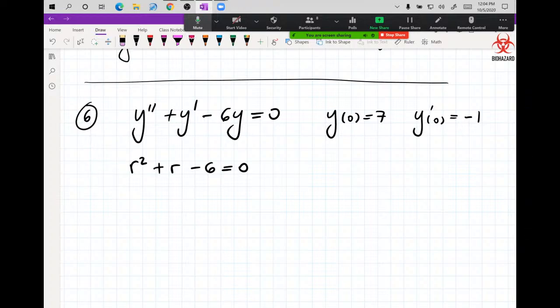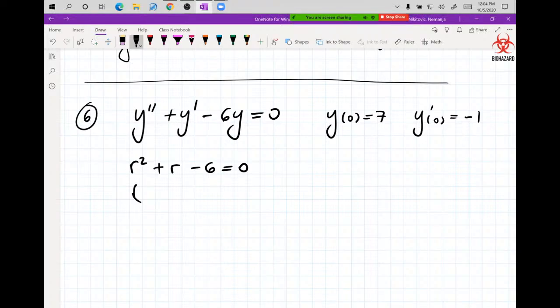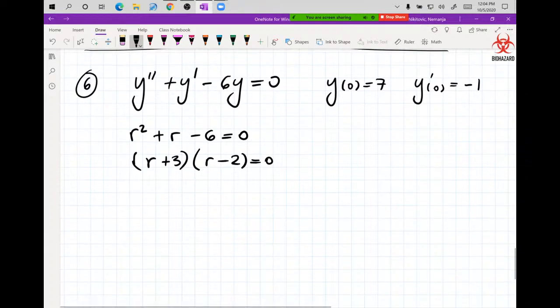So you convert everything to r's, then you do your factoring. If you can't factor, you are going to use the quadratic formula and come up with fractions, decimals, square roots, complex numbers, not a part of this one. So you can come up with any one of those, and you have your r is negative 3 and r is positive 2.